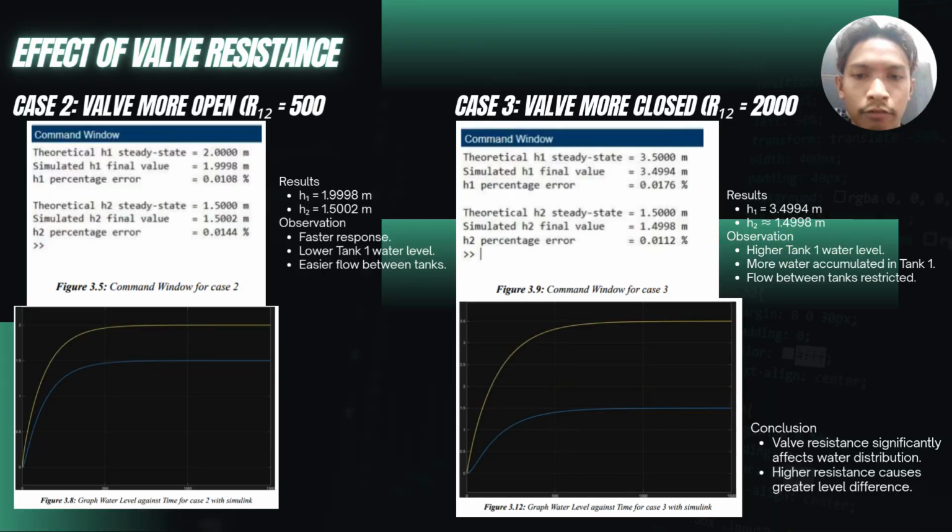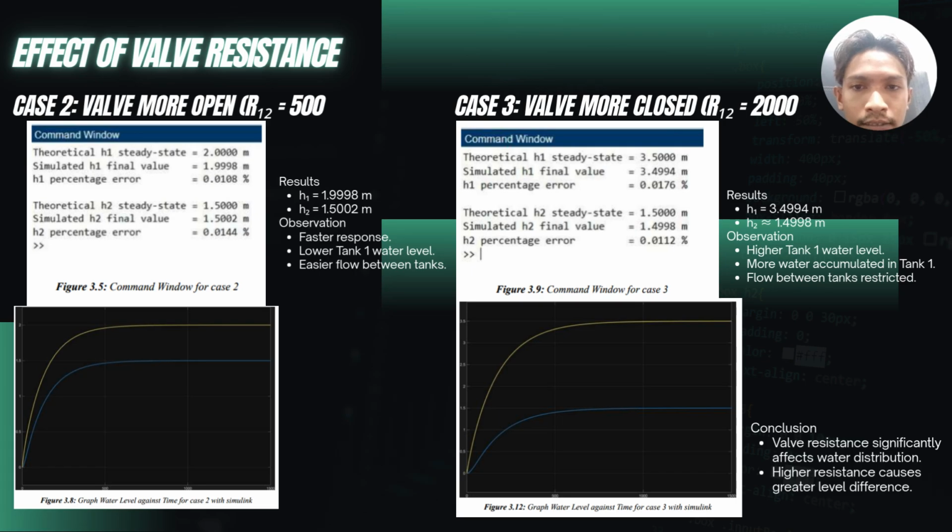Next, the effect of valve resistance. For case 2, the valve is more open, with R equal to 500. The result obtained is H1 equal to 1.9998 meter, H2 equal to 1.5002 meter. For the observation: faster response, lower tank 1 water level, easier flow between tanks.